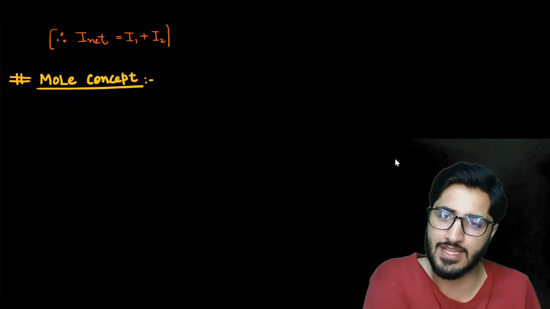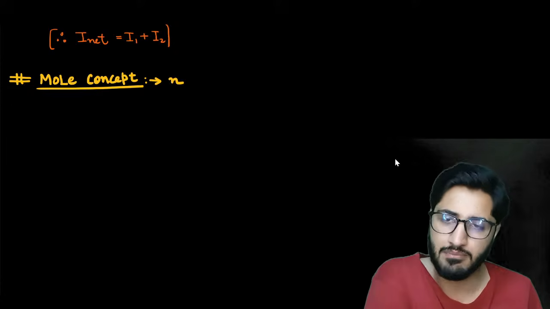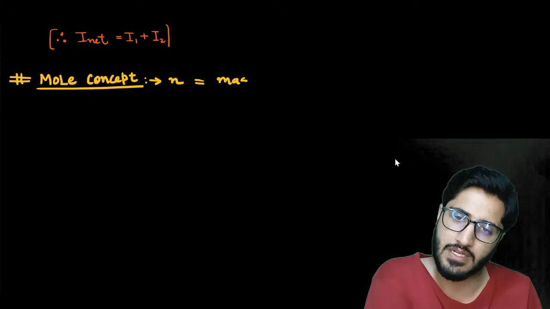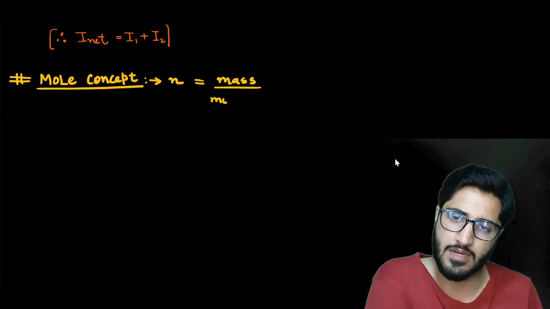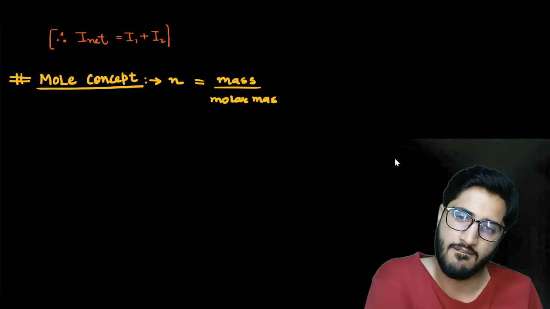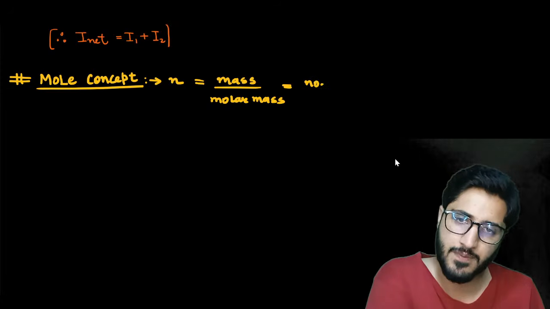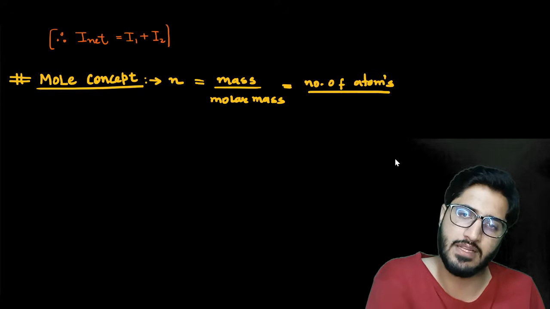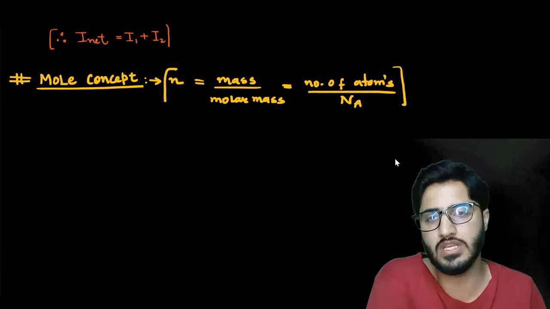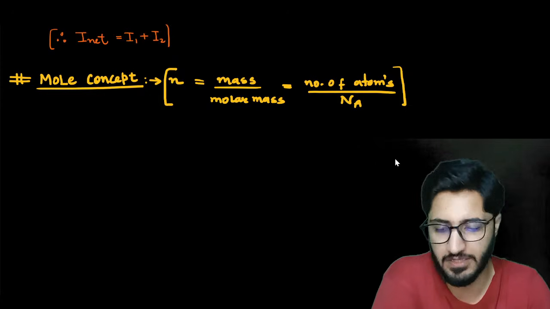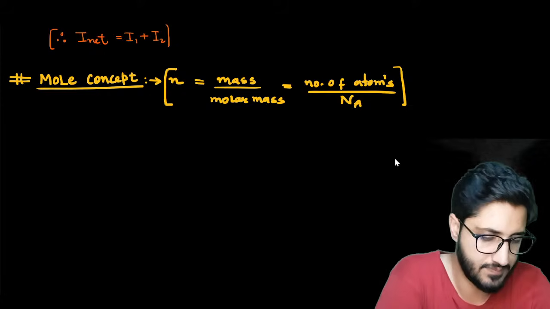Mole concept. N means number of moles. It is equal to mass divided by molar mass, which is equal to number of atoms divided by the Avogadro number. This equation you need to keep in your mind: number of moles n equals mass by molar mass equals number of atoms divided by Avogadro number, Na.